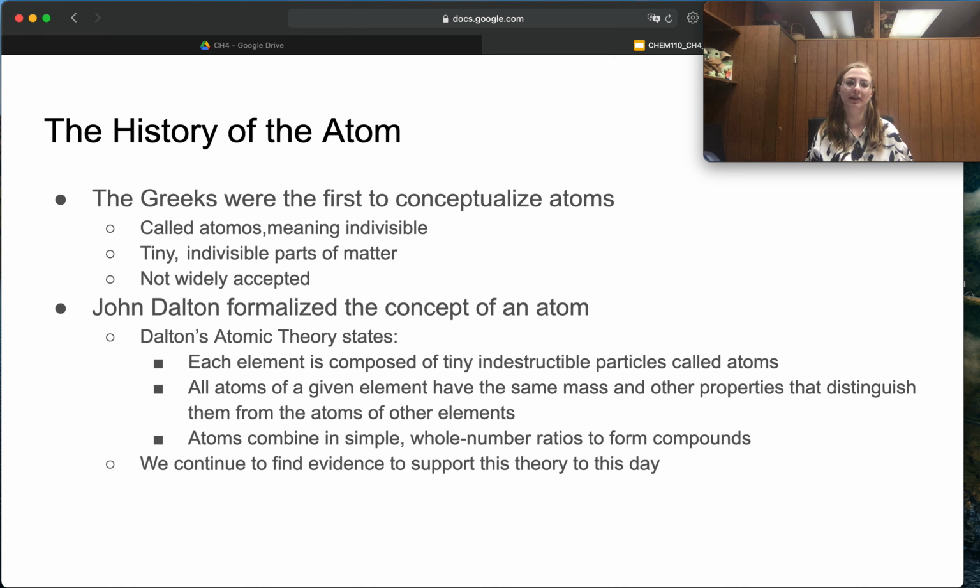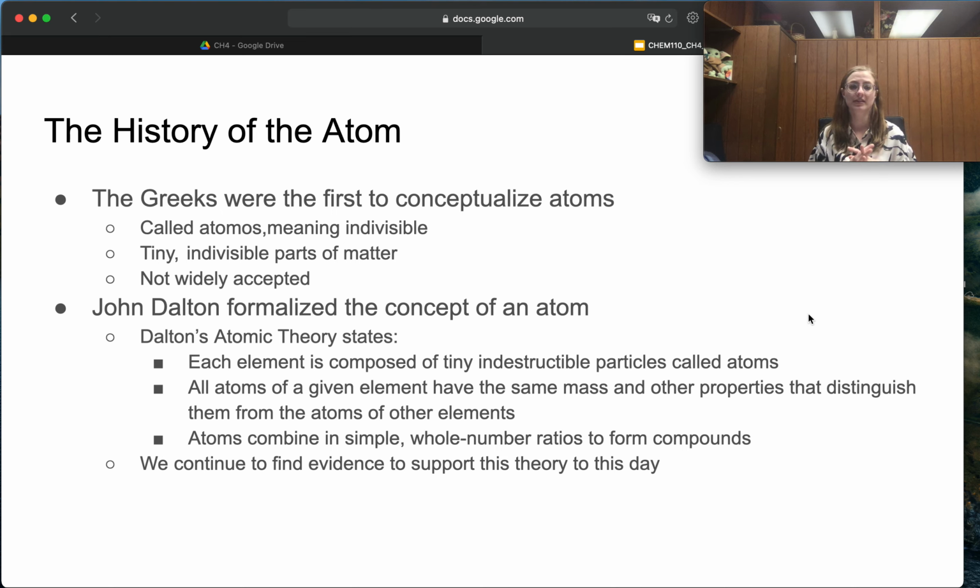So Dalton formalized the concept of an atom. He wrote atomic theory. So his atomic theory states that each element is composed of tiny, indestructible particles called atoms. That was that idea up there from the Greek atomos. But he also theorized that all atoms of a given element have the same mass, and that they have other properties that distinguish them from atoms of other elements. So if you have an atom of gold, for example, you should very easily be able to tell that apart from an atom of silver based upon the mass and some other properties as well.